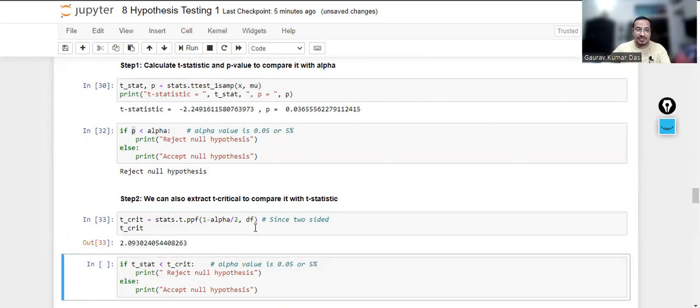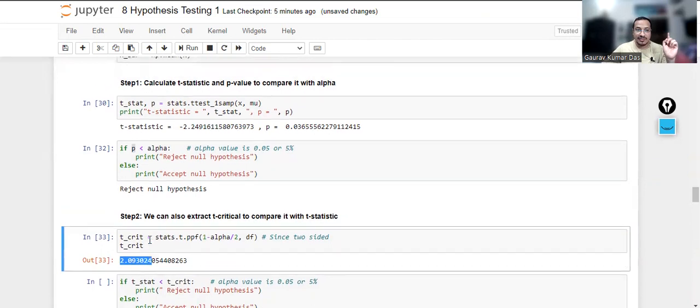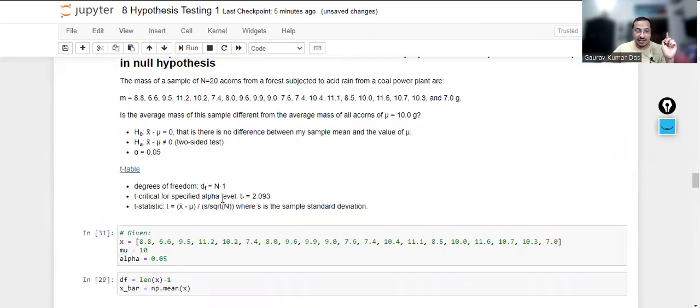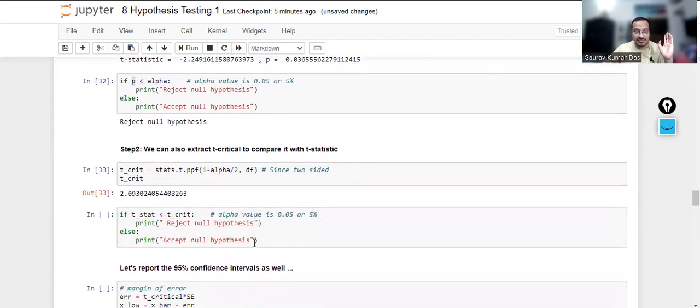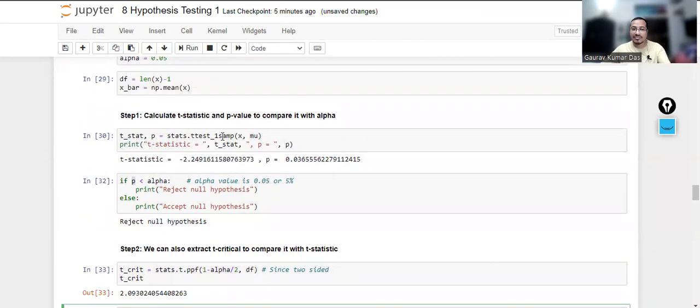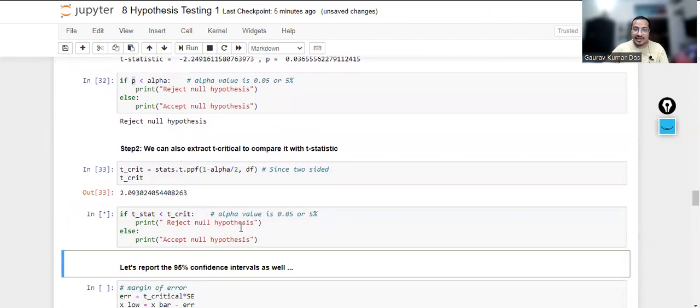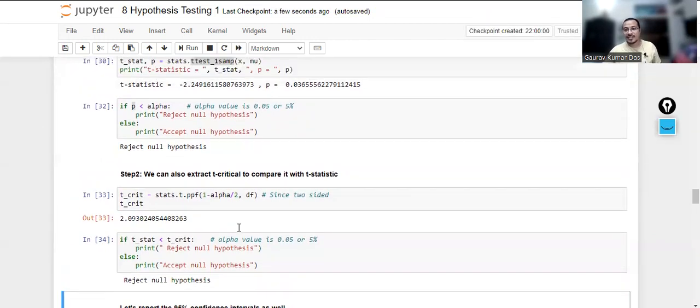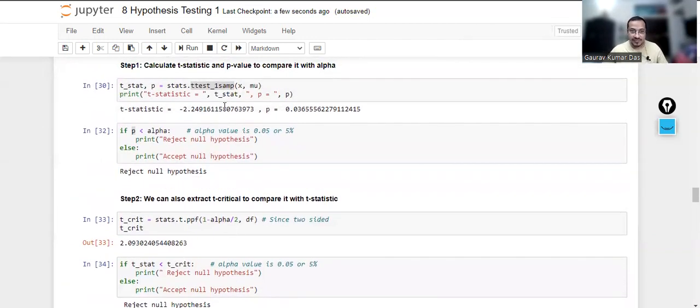Okay. So this is my critical value, see, 2.09, which is matching the one from the table, which was again 2.093. Once I have this, I can compare with t-stat. T-stat we already get from ttest_1samp. I can easily compare with t-critical and get the same conclusion.